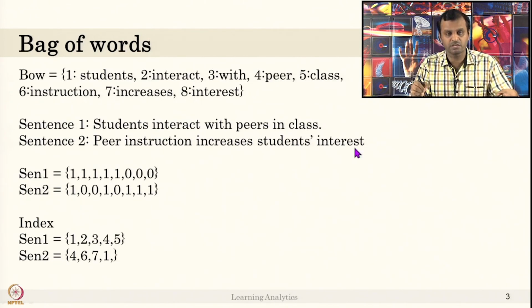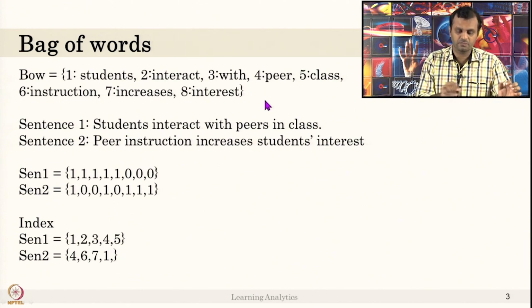Now, I have the same two sentences. Consider this is my dictionary, or this is a complete set I have. The set has 8 words. The first word is student, the second word is interact. Now you understand. I removed the word in. In is not here.